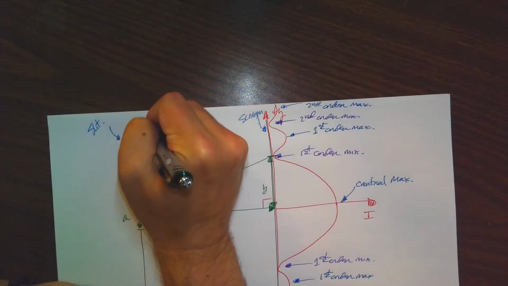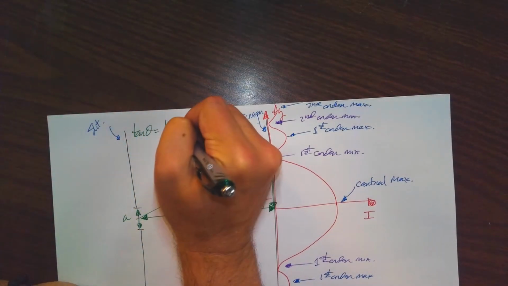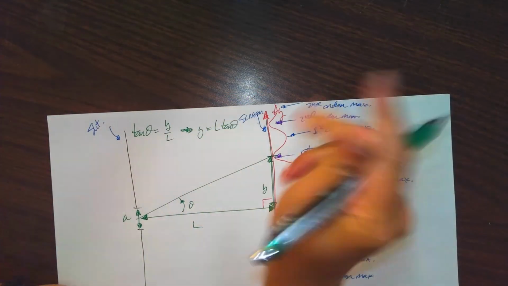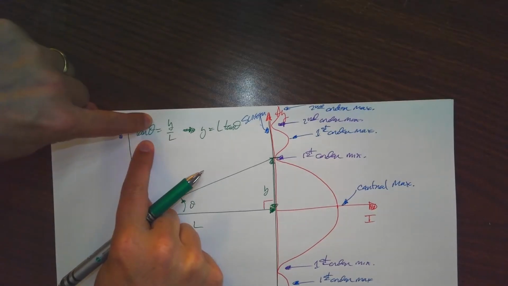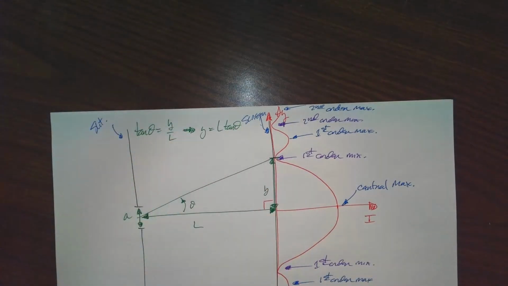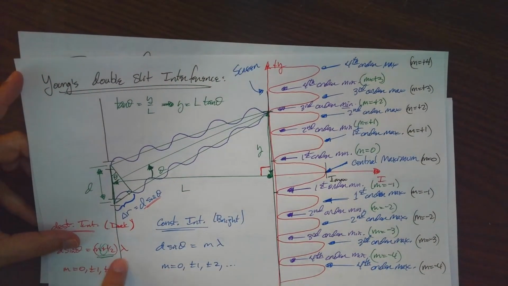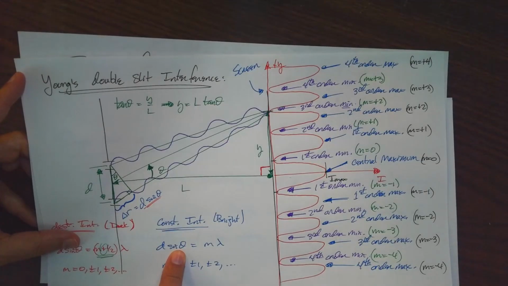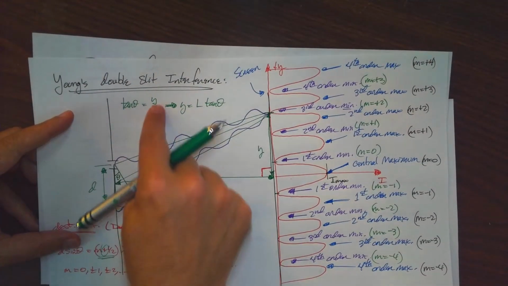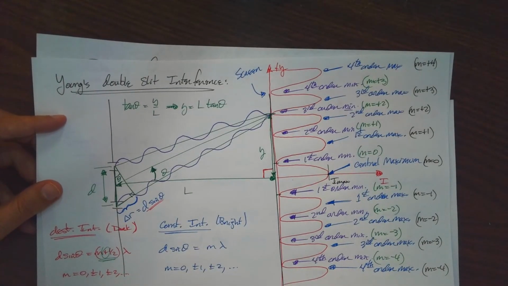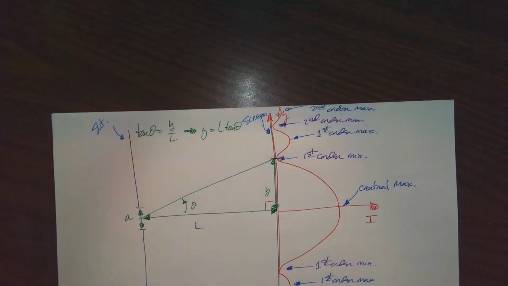So we get that the tangent of theta is y over L, or we could rewrite this as y is L times the tangent of theta. So if the angle's small, then the tangent of theta goes as theta, so theta looks like y over L. And previously we had that d sine theta was m lambda, or m plus 1/2 lambda. If you divide by d, then sine theta, for small angles, goes as theta, and tangent goes as theta, and so then you can set y over L equal to m lambda over d, and that applies the small angle approximation. So again, not a huge fan.